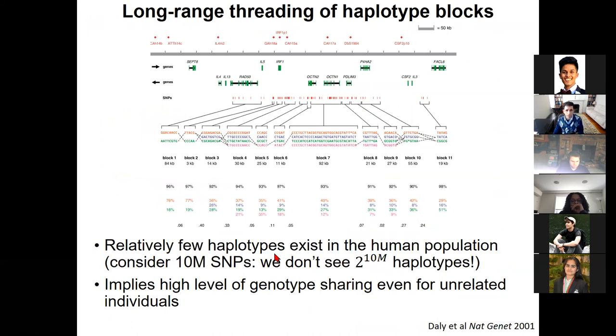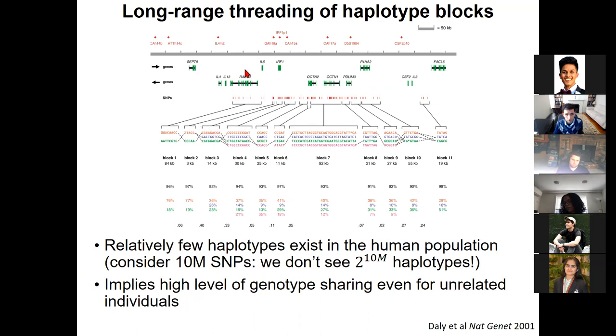So basically what we're learning is that not only are these blocks spanning thousands of nucleotides at a time, but these blocks are actually threaded to each other in non-random ways. So there's relatively few haplotypes that exist in the human population. Instead of the 2 to the 10 million possible haplotypes that you would expect with 10 million SNPs, you basically have a tiny, tiny, tiny number by comparison. So that basically implies a very high level of genotype sharing, even for unrelated individuals.